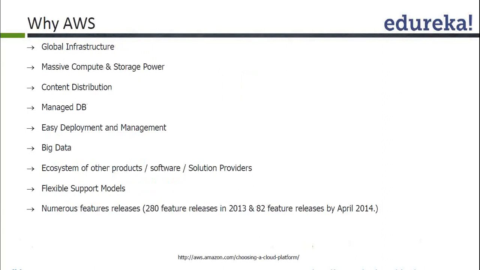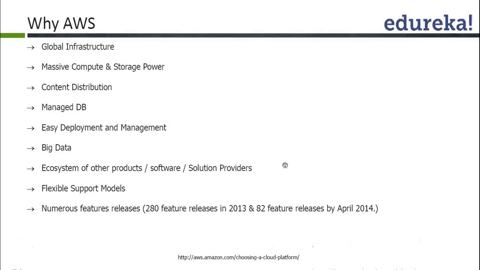Now, why Amazon? We are almost at the end. Global infrastructure: 9 regions, 26 data centers. You do whatever you want to do. Massive infrastructure, so massive compute and storage power, virtually unlimited everything. It also has managed databases, ease of deployment, big data offerings, flexible models, everything over there.